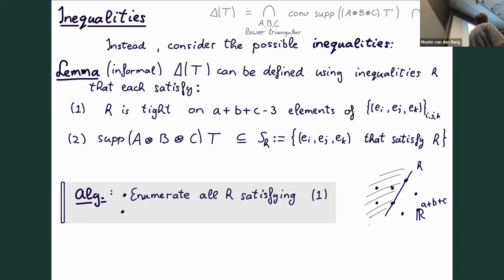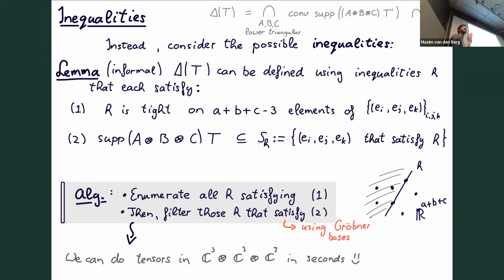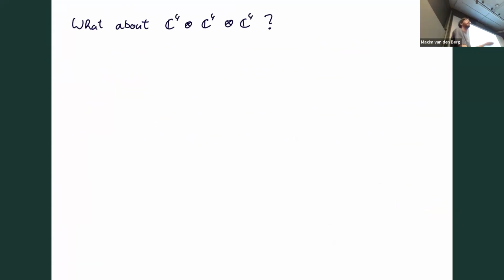Based on these two things, what can an algorithm be? We can enumerate all H's that satisfy property 1, which is only a finite set. Then we filter the H that satisfy the second property, and this is exactly the task that I showed before using the coordinate basis. Putting this together, you get a list of inequalities that define your polytope. This seems to work very well. Now we can do tensors in C3, C3, C3 in just seconds. That's really good. Then we might ask, what about C4, C4, C4?